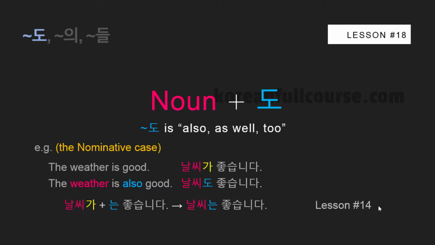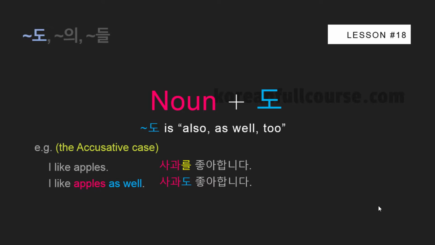Remember the lesson number 14 where we were comparing the 은는 particle with 이가? I said that when 은는 is attached to the nominative case or accusative case particles, these particles drop. The same thing happens to these case particles when you attach the 도 particle.